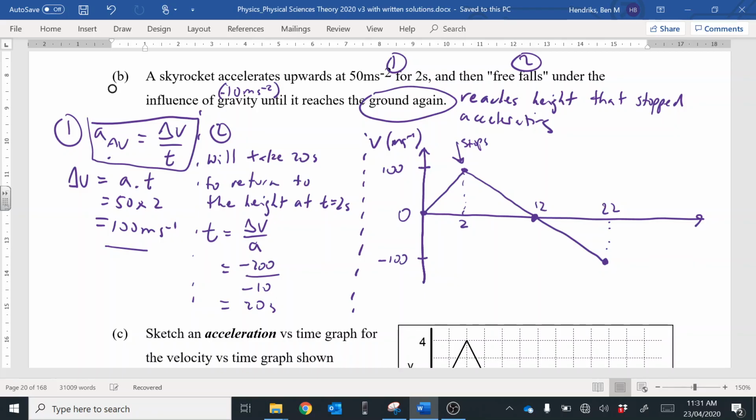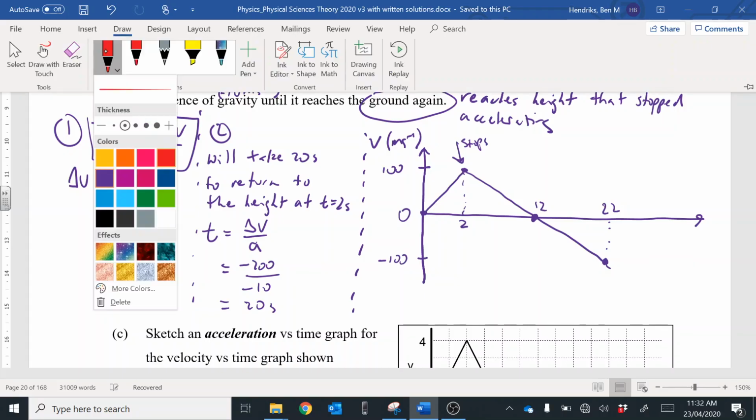Hang on, that didn't work. Let's have a look. Why is this not working? Word has been playing up. So for those of you that don't want to, you can stop watching this problem now if you are happy with that. Because my colour's not working anyway. Okay, there we go. Great.